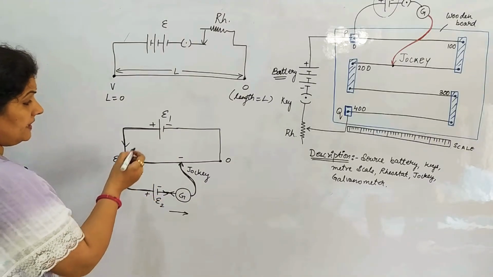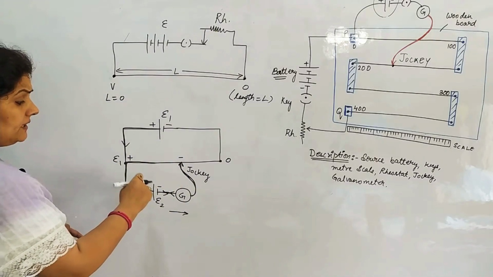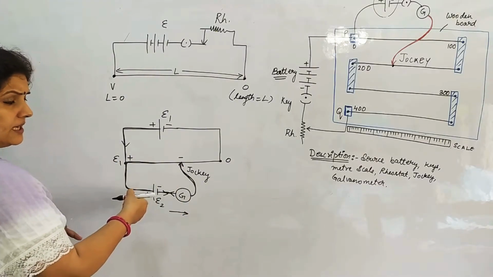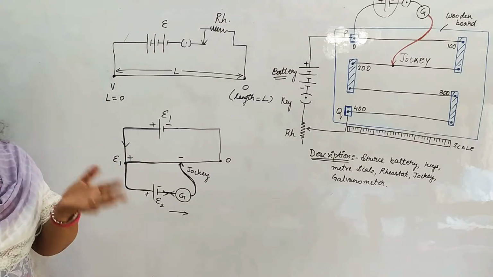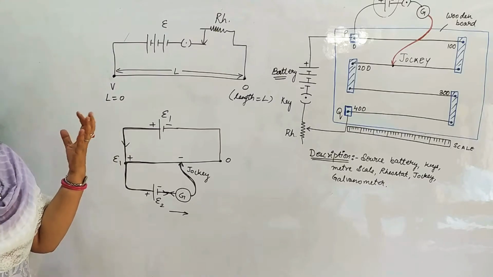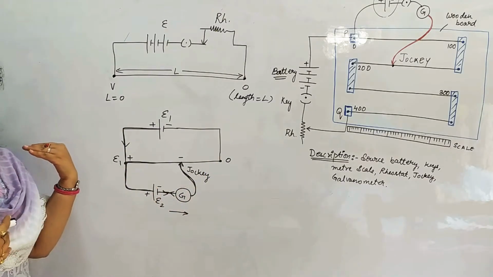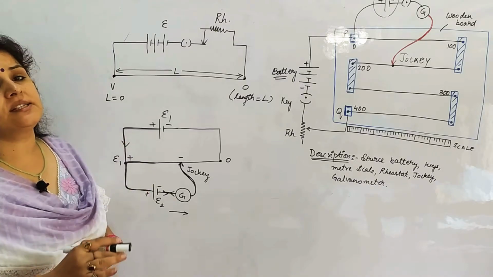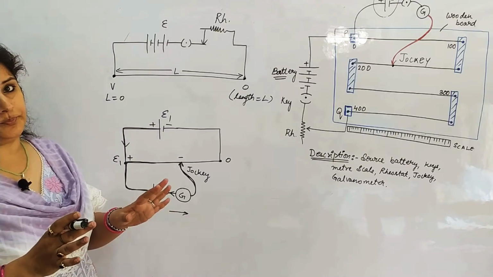So right now this cell is sending current in this direction, but this cell is sending current in this direction. So how do we decide in which direction the current will flow? Which current will be dominant? Will the current flow in this direction or in this direction? This could be decided by the value of the EMF of the cell.